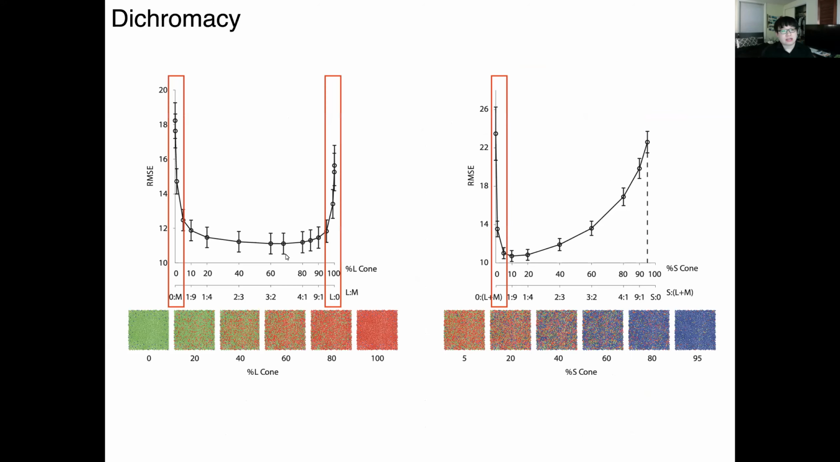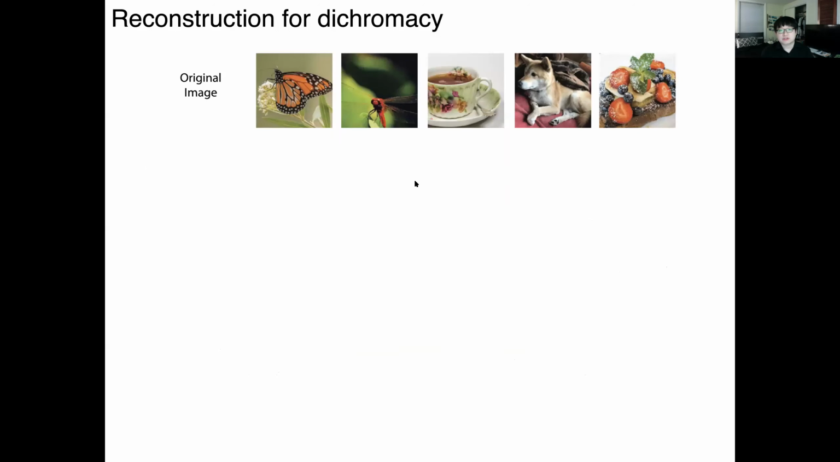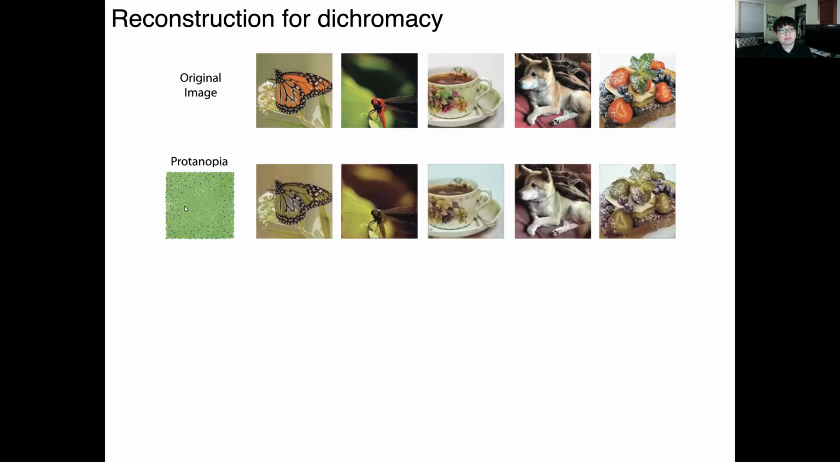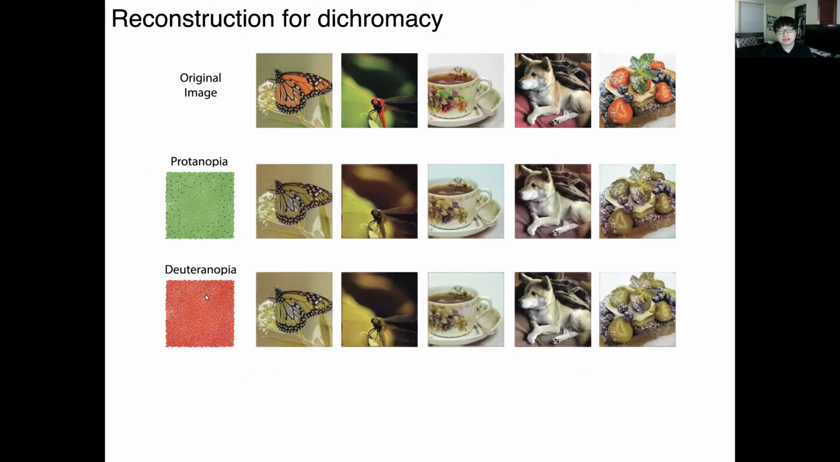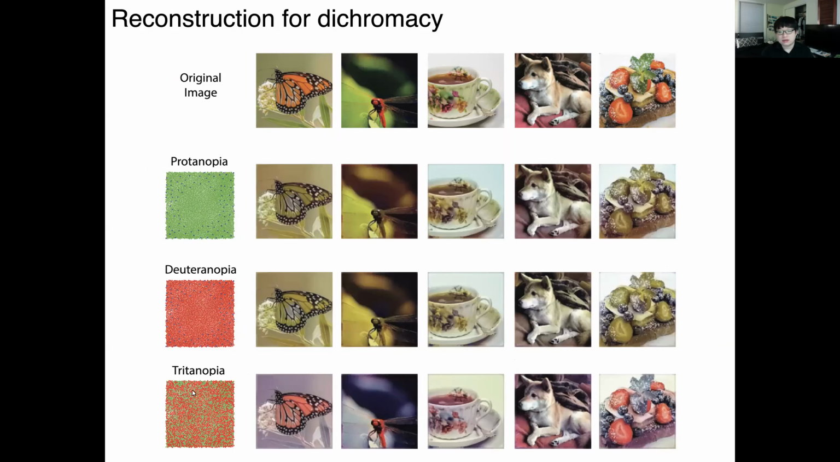Now I want to draw your attention to the extreme variation of L-M cone proportion, or dichromacy. As you can see, we obtain large reconstruction error, presumably due to the loss of color information. However, our method also allows us to directly visualize this kind of information loss. Here I'm showing you example images reconstructed from dichromatic mosaics. For example, protanopia, meaning L cone missing, deuteranopia, meaning M cone missing, and tritanopia, meaning S cone missing.